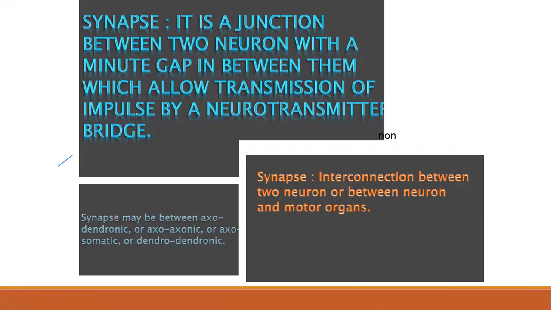Now we were talking about synapse. It is a junction between the neurons with a minimum gap between them, which allows the transmission of impulse by a neurotransmitter. That is, only a neurotransmitter can pass through it carrying a message. A synapse can be between axon and dendron, between axon and axon, between axon and an organ, or between dendron and dendron. In short, it is the interconnection between two neurons and between a neuron and the motor organs. As I said before, motor organs are either glands of the body or muscles. This is called a synapse. You have to note down all the definitions with the question answers in your notebooks.